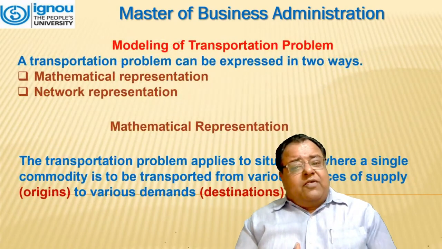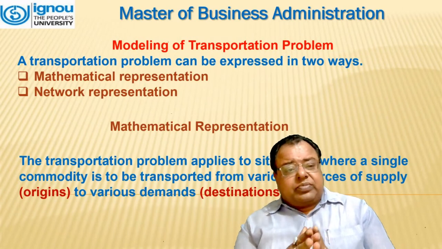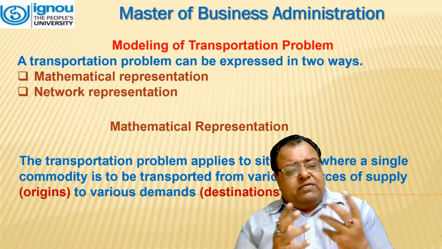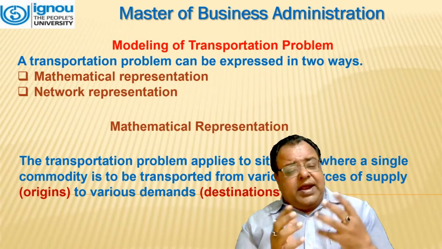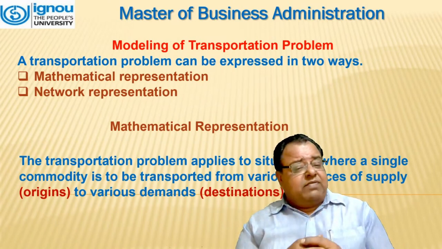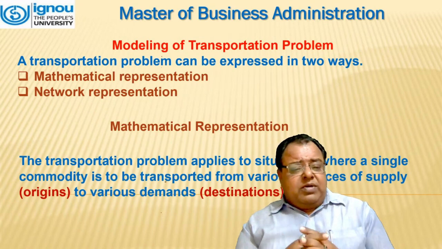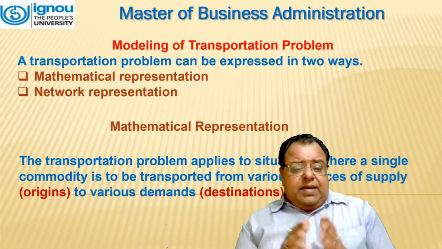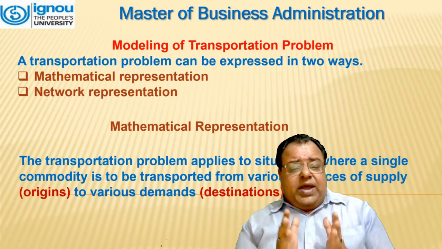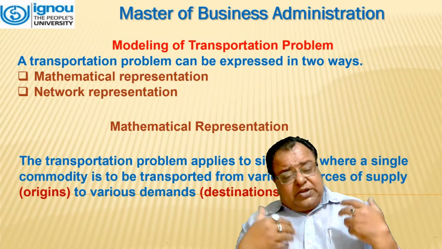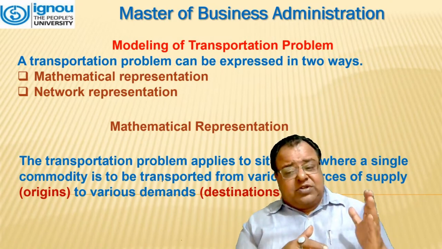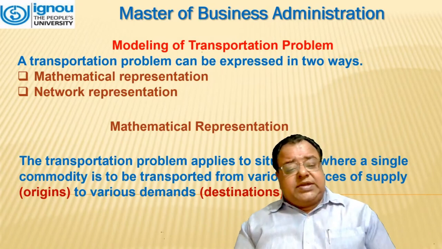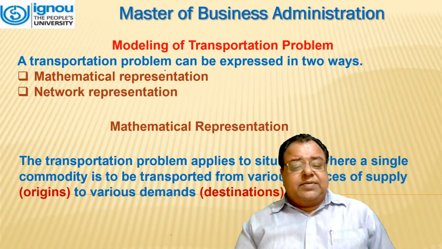How is modeling of the transportation problem done? The transportation problem can be expressed in two ways. The first one is mathematical representation, and the second one is network representation. If we talk about mathematical representation, the transportation problem applies to situations where a single commodity is to be transported from various sources of supply, that is origins, to various demands, that is destinations.